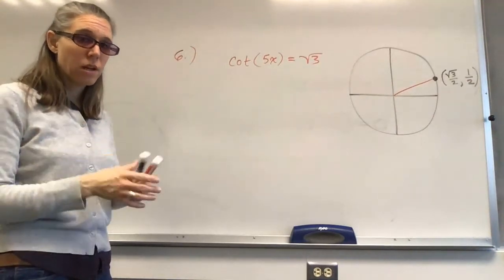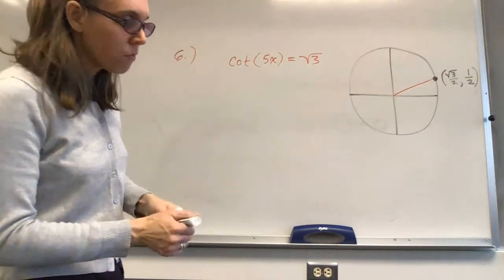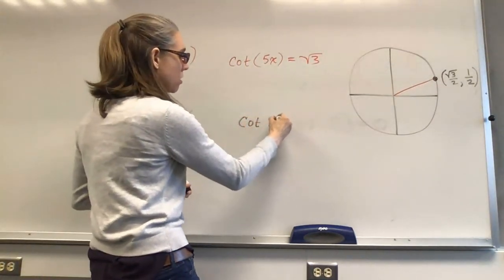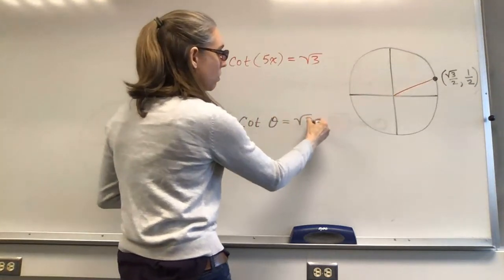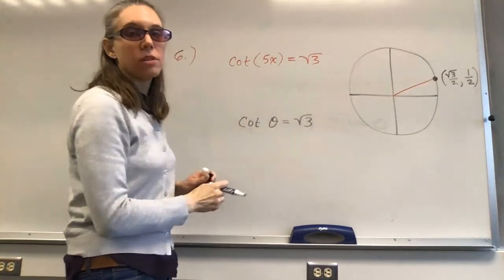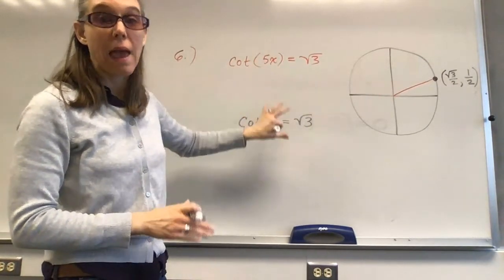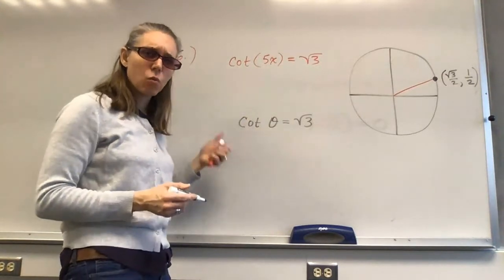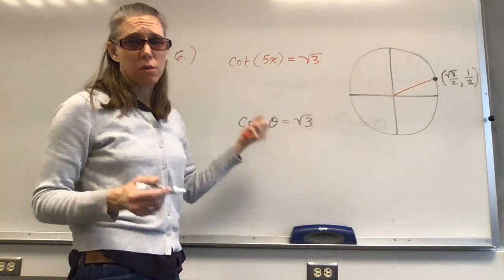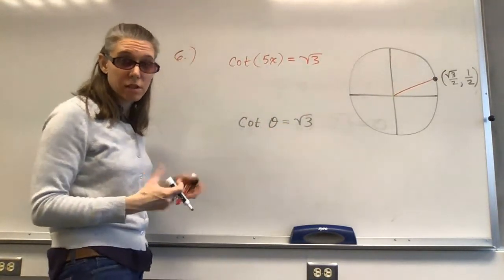Well, first of all, you want to ignore the 5x and just think of this as, don't write this down, but just think of it as a cotangent theta is equal to root 3 problem. Try to isolate the outside part first in your mind. Ignore the 5x for starters and just think of that 5x as some angle. You want to ask yourself, where on the unit circle do we have a cotangent value of root 3 over 2? And again, this is not part of your work. This is just part of your thought process.